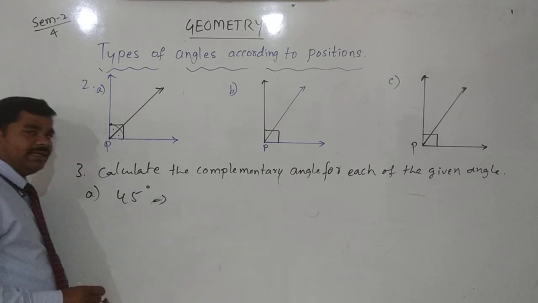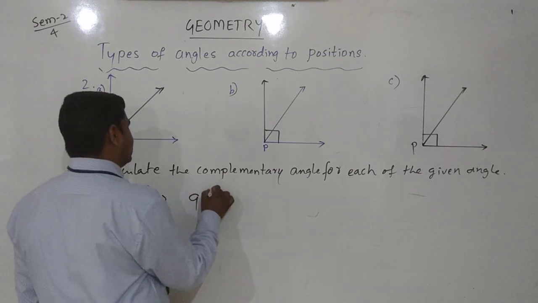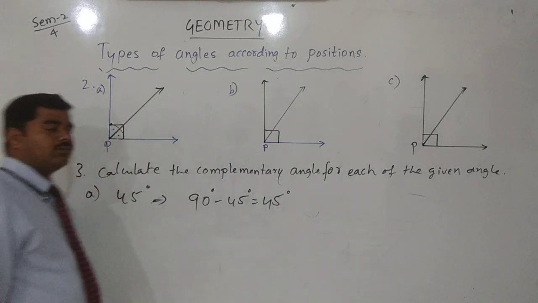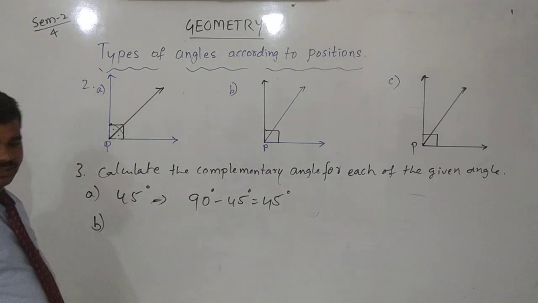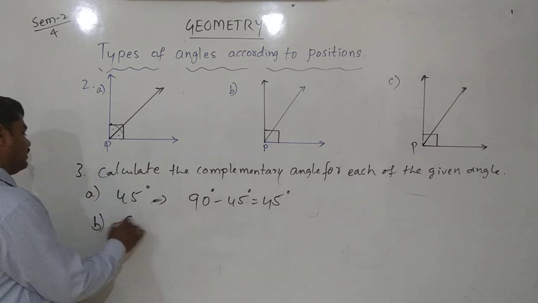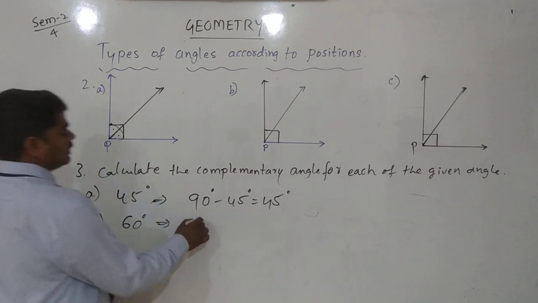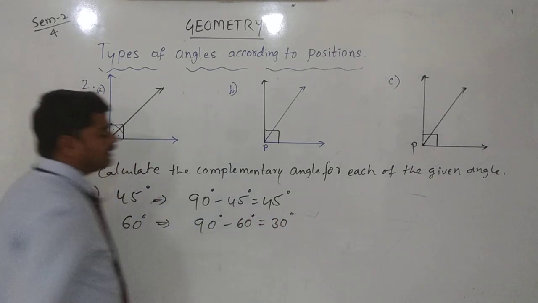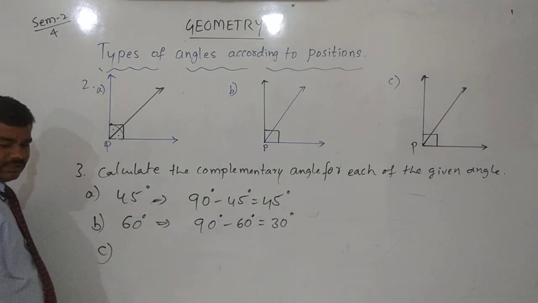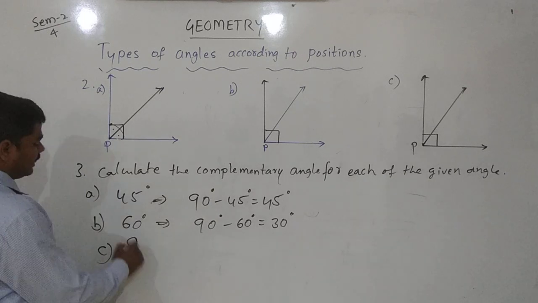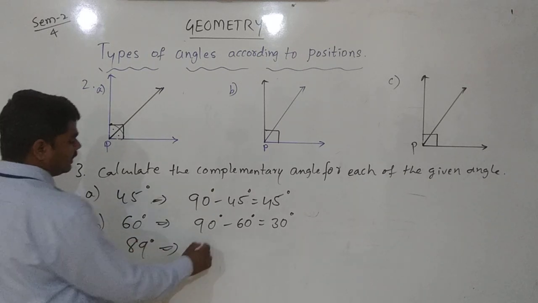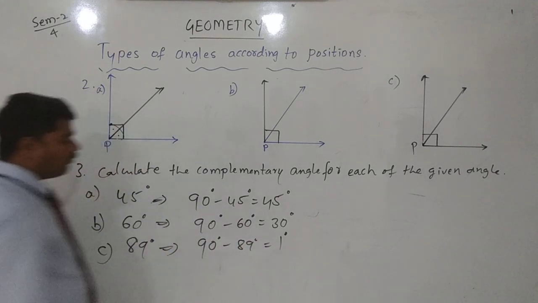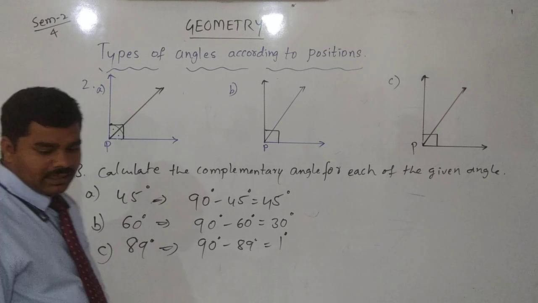For this one, complementary, that is 90 degrees minus 45 degrees equals 45 degrees, the other complementary angle. This is B, that is 60 degrees. Yes, 90 degrees minus 60 degrees is 30 degrees. Sixth one: yes, 89 degrees. 90 degrees minus 89 degrees, yes, only 1 degree is the complementary angle.